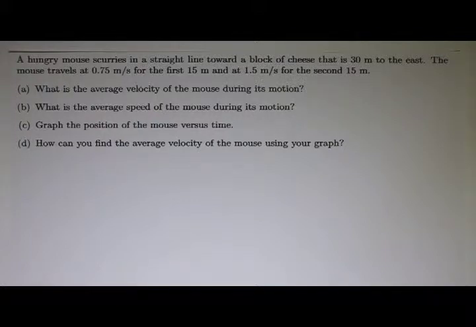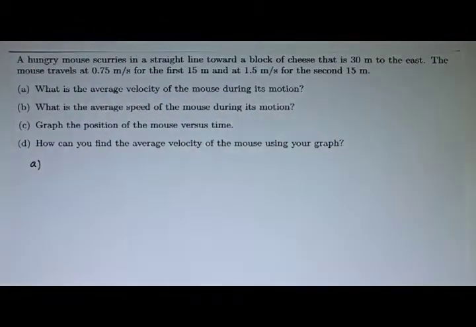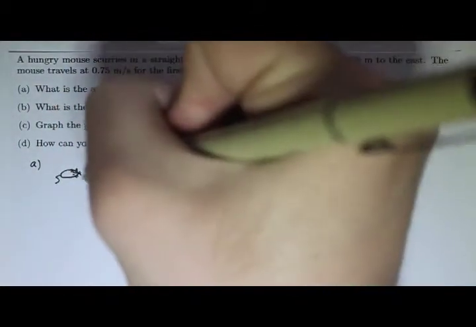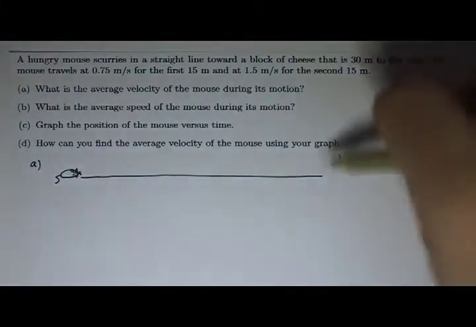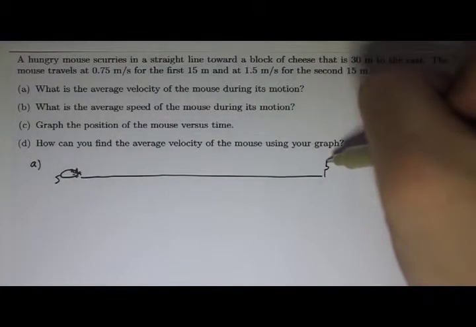I'm going to solve part A of this hungry mouse problem here. So in part A, they want to know the average velocity of the mouse during its motion. Okay, so we have a mouse. Let's draw a little mouse here. And the mouse is heading towards a block of cheese. So I'll draw a block of cheese.